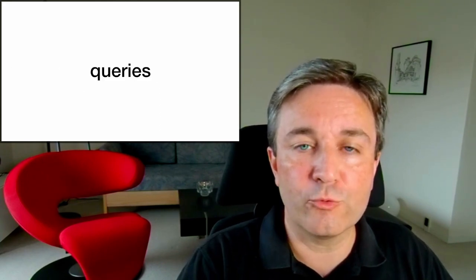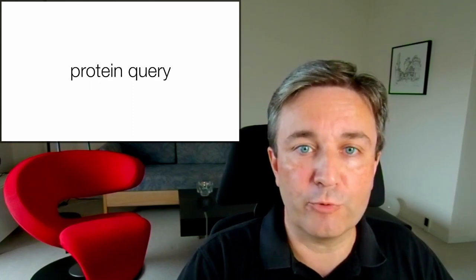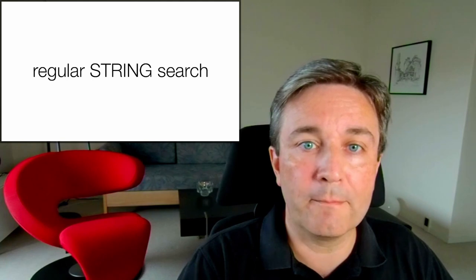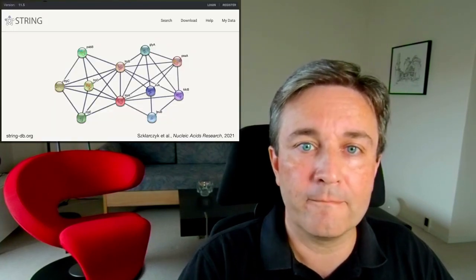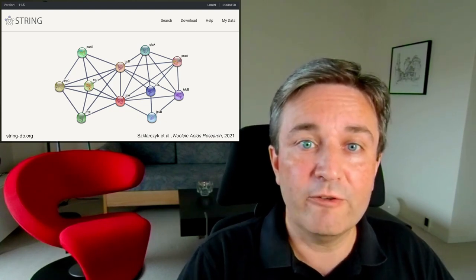StringApp enables you to query string using four different query types. The first is the protein query, which closely resembles the regular string search that you would do via the string web interface. That is, you provide a list of genes or proteins, and we fetch a network.